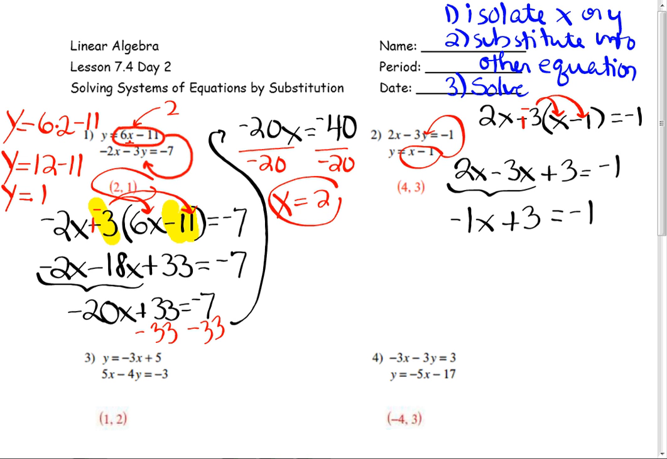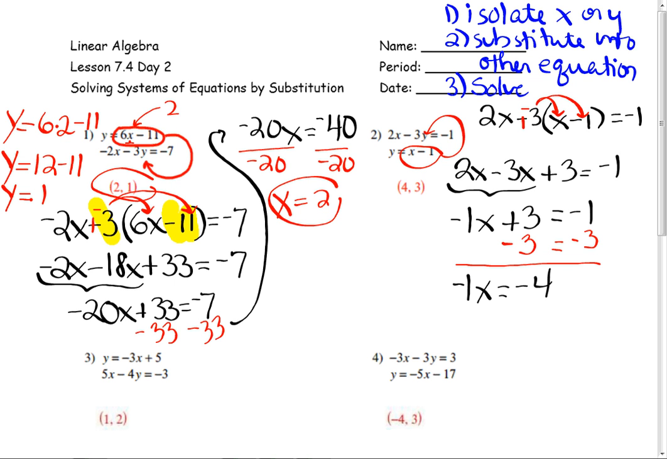Oh, that's good. Now what do you do? Yeah, I add a negative 3. Or you subtract a positive 3. It's the same thing. That's okay. And I'm going to get negative 1x equals negative 4.